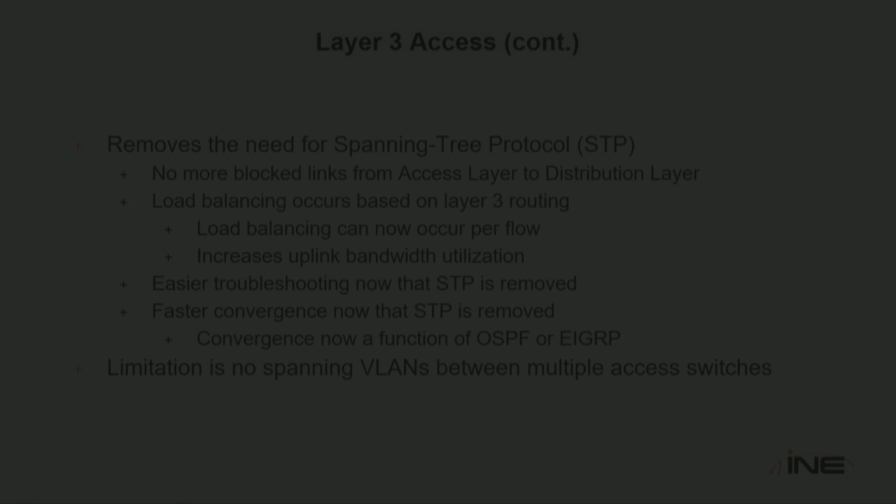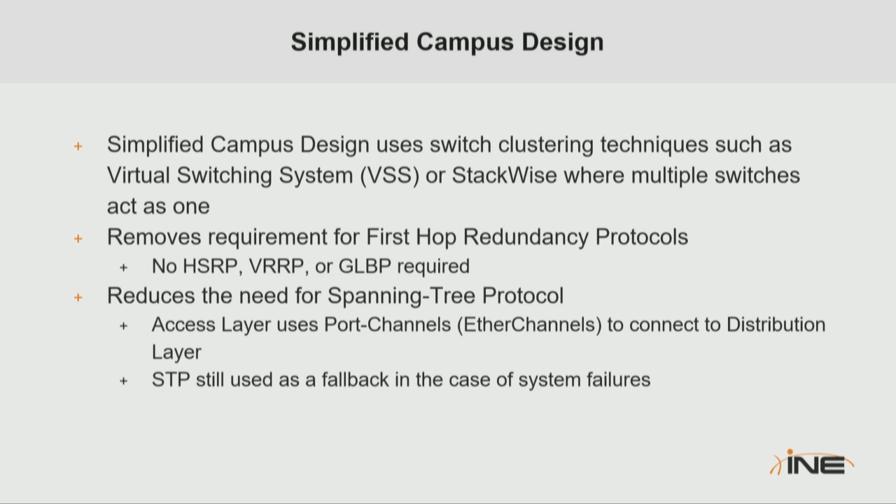Okay, now the best of both worlds would be if we were using what would be considered a simplified campus design, where we're using switch clustering techniques such as the virtual switching system, or VSS, or StackWise at the access layer, where multiple switches are going to act as one. Okay, this is going to remove the requirement for our first hop redundancy protocols, or our FHRPs. So we don't need HSRP, VRRP, or GLBP when we're running the virtual switching system, because we're going to have one logical IP address and one logical MAC address that's going to represent multiple physical chassis that exist in the physical topology.